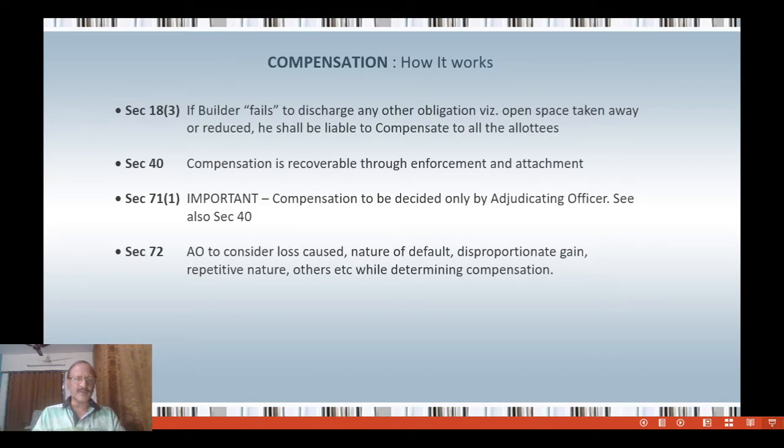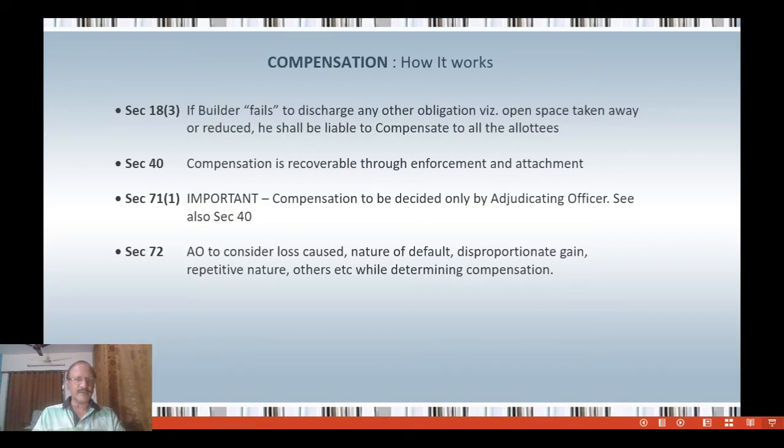Section 71 and 72 we have just seen in the last video also. Section 71 talks about the power to adjudicate, who can adjudicate. We have seen under interest and in the earlier slides also what circumstances the AO decides and adjudicates, that we went into in detail in the last video. The power to adjudicate interest as a compensation flows from this section.